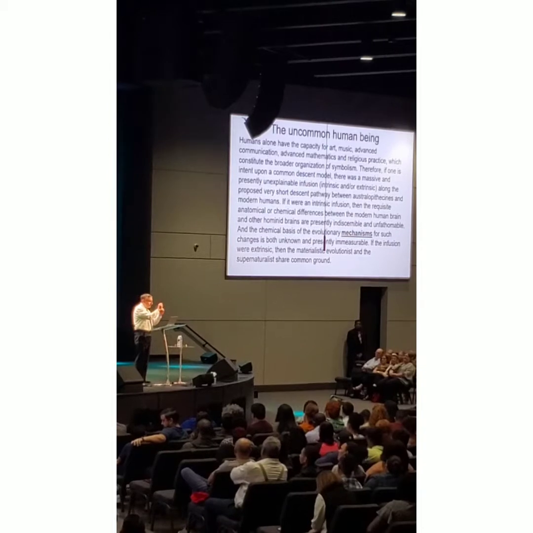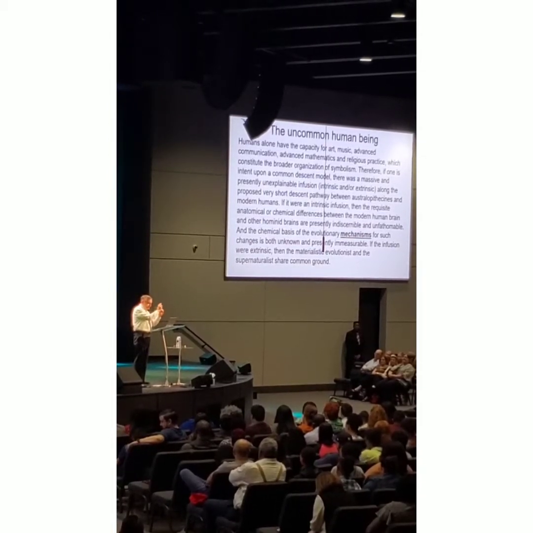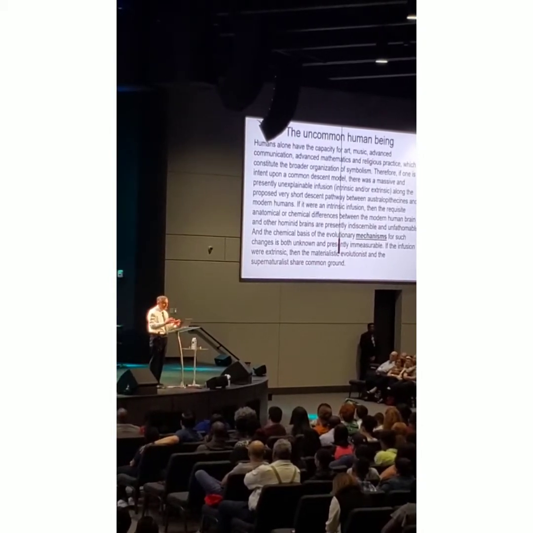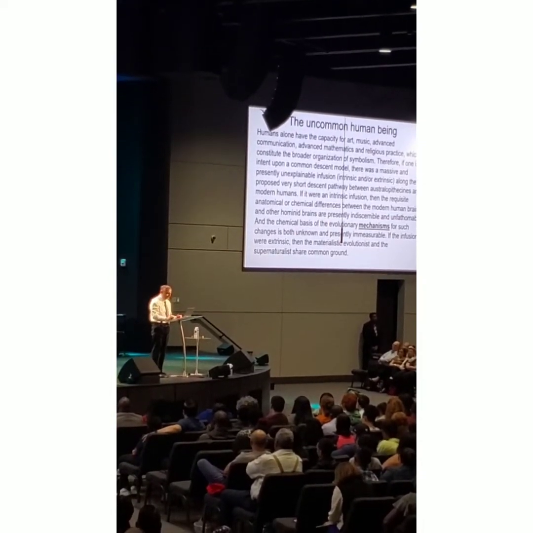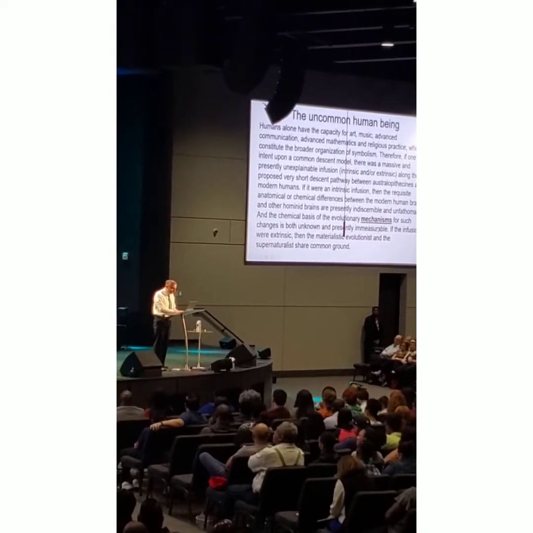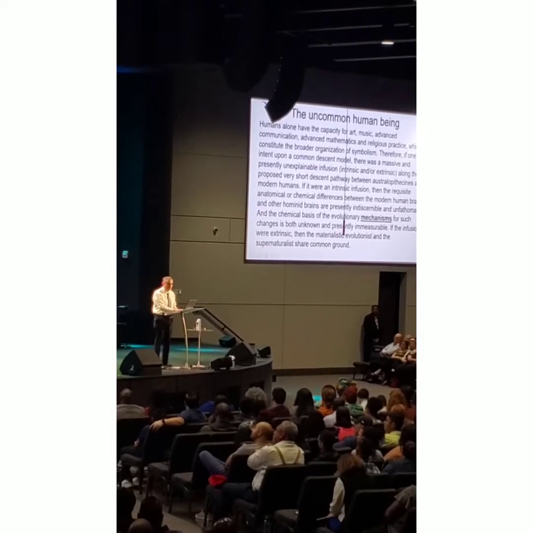Nobody knows what happened between that brain and this brain, Australopithecine and human brain, because we can't detect any differences in the structure, in the chemistry that would account for this. The chemical basis of the evolutionary mechanism for such change is both unknown and presently immeasurable.